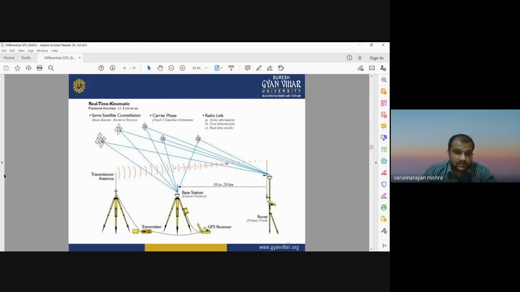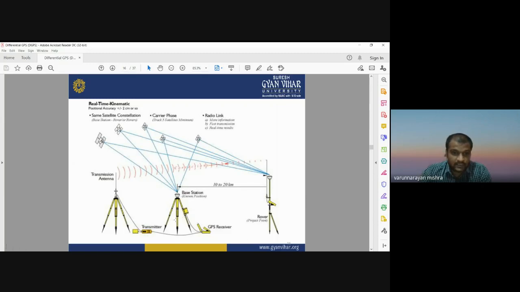You can see here there are different satellites. There is one base station. That base station is receiving the signal from different satellites. Then there is a rover. The rover is also receiving signals from different satellites. The range between the base station and rover station may be around 10 to 20 kilometers.